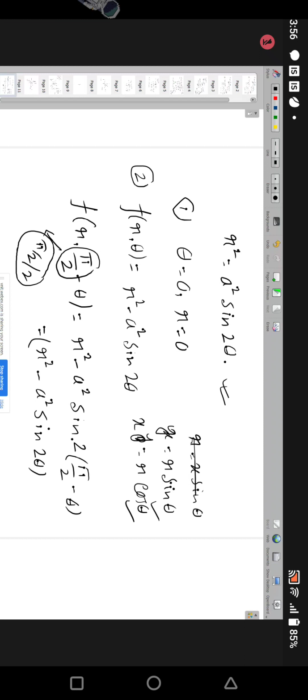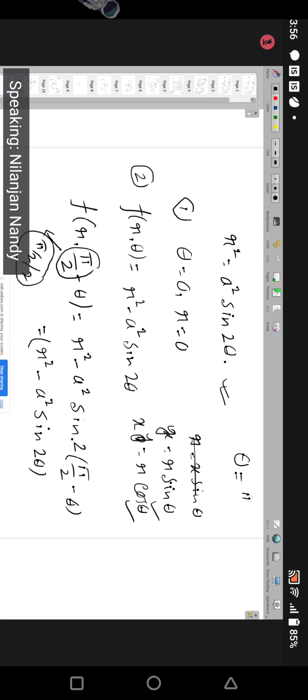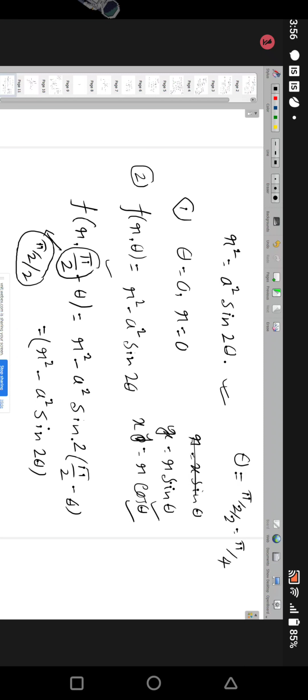Okay. The curve is symmetric about the line. Theta equals how much? What you are taking, theta equals pi by 2 by 2, that is pi by 4. Depending on this parameter, you have to divide it by 2 to get the symmetric line. So is the idea clear how we are getting the symmetric line?